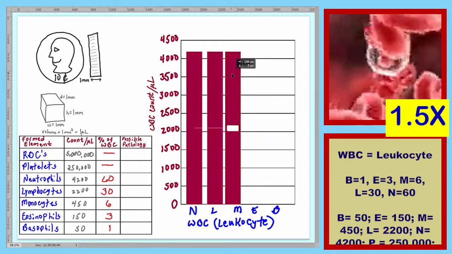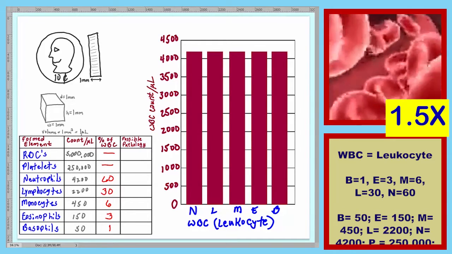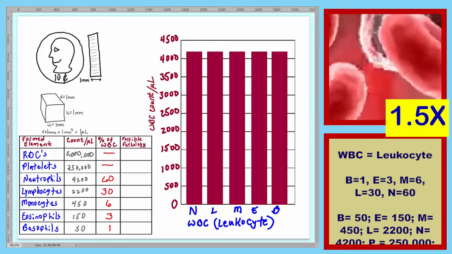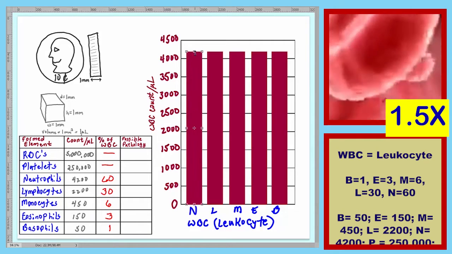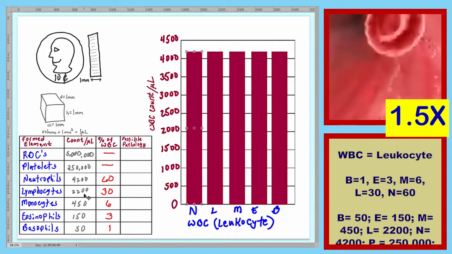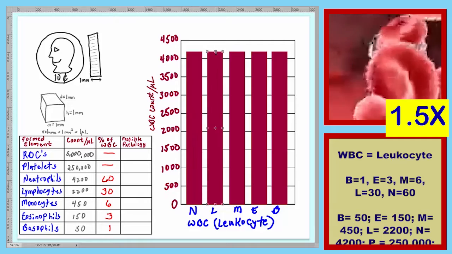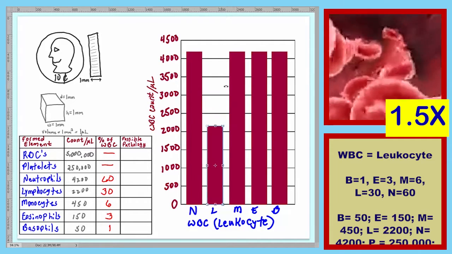Now we have bars for all of our leukocytes. Now let's make sure we have the correct values. So for the neutrophils, we have a white blood cell count of 4,200. For the lymphocytes, that should be 2,200. So let's lower this one. Let's get this one at 2,200. Somewhere close to that. For the monocytes, the number is 450.